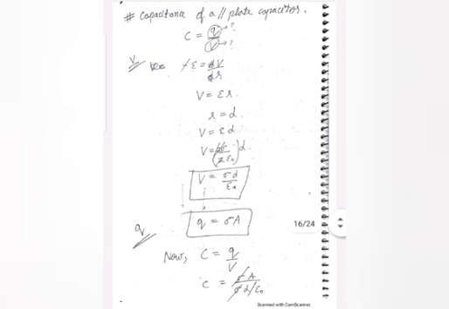Now let us derive the expression C is equal to epsilon naught A by D, which is the capacitance of a parallel plate capacitor. So in general, the general formula of capacitance of a capacitor is C is equal to Q by V. So for a parallel plate capacitor, we'll find the value of Q and V, and we'll put in this expression, so we'll get the proper expression, that is C is equal to epsilon naught A by D. So let us first derive the value of V to put in this expression.